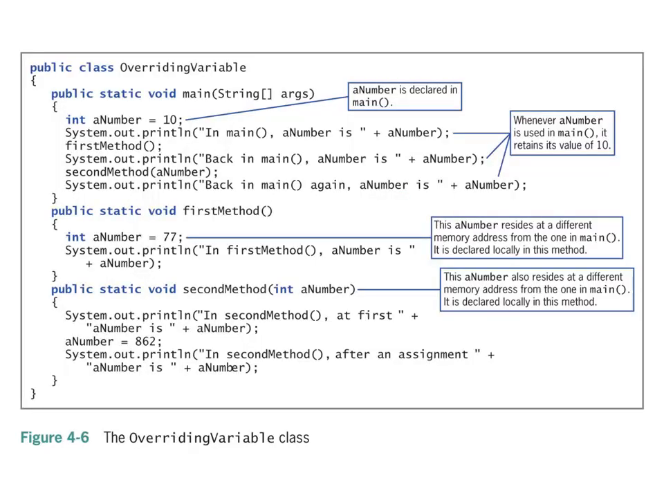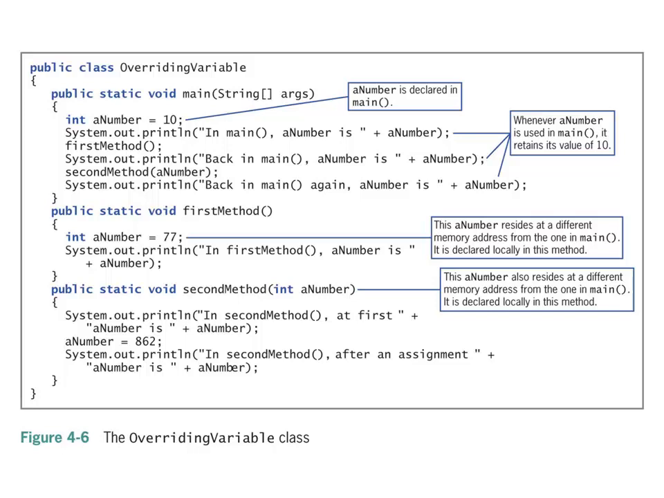When we use the variable names within the method in which it is declared, the variable takes precedence over any other variable with the same name in another method. We can say locally declared variables always mask or hide other variables with the same name elsewhere in the class.